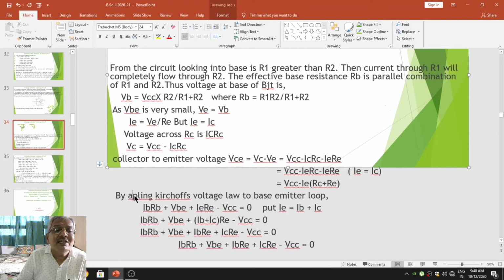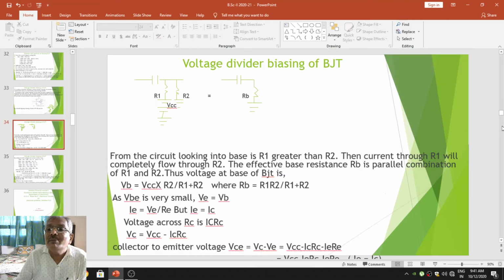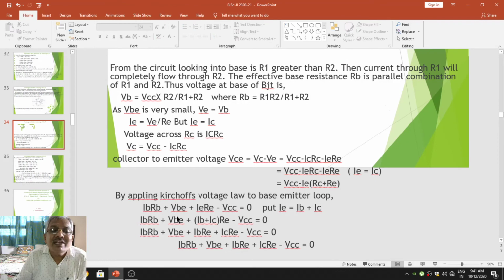Now by applying Kirchhoff's voltage law to the base-emitter loop, we can write IB RB. Where are we applying Kirchhoff's voltage law? In this loop. Remember that. So we can get IB RB, where RB is equal to R1 R2 upon R1 plus R2, plus VBE plus IE RE minus VCC is equal to 0.